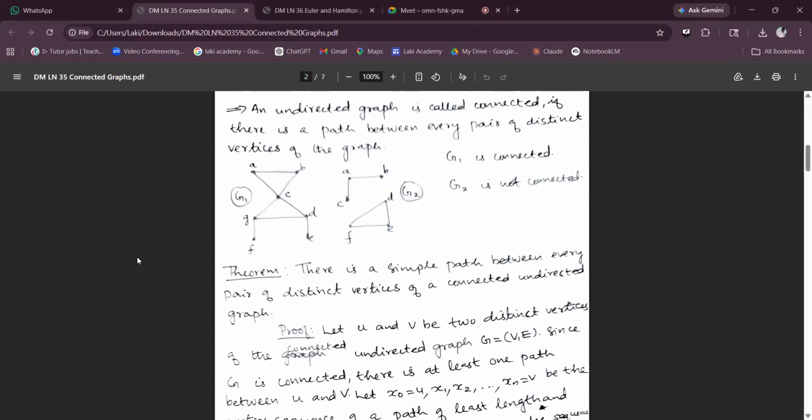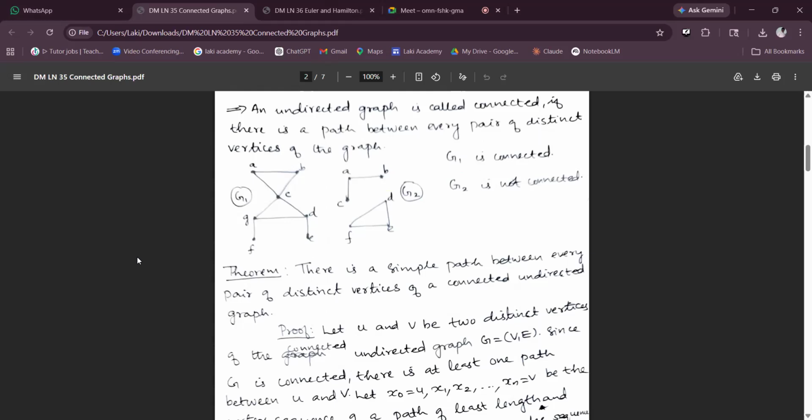So what is a connected graph? A graph is connected if there exists a path between every pair of vertices. Understood? For example, G is connected because every vertex is connected and making a path. So if you want to go from A to E, there is a path. If you want to go from D to F, there is a path.